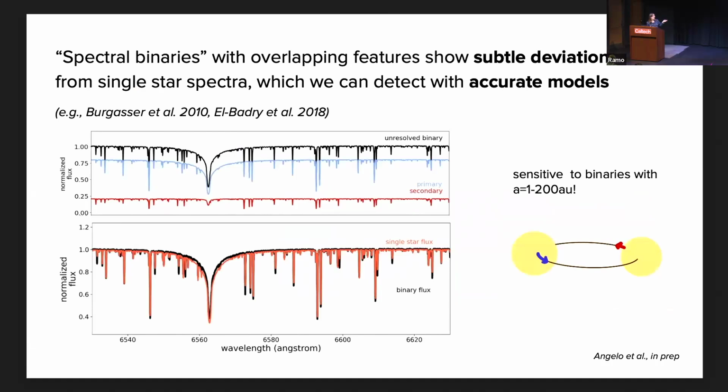To your eye, that might look like that black unresolved binary in the top panel, but it can still show up in the spectrum, essentially manifesting as deviations from single star behavior. You can see here that the binary does look different from the best fit single star in the bottom panel. We can detect these deviations from single star behavior as a spectral binary, but the key here is that you need really, really accurate spectral models to be able to do this.